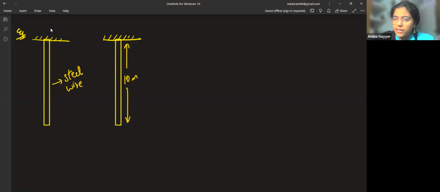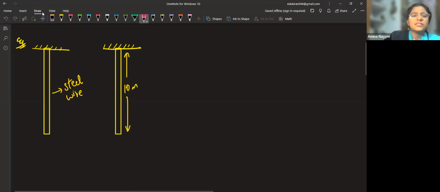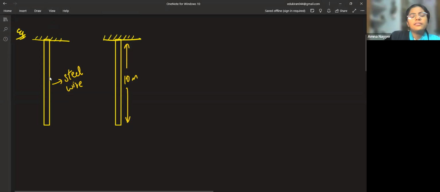Suppose I have a steel wire. This is a steel wire and I have taken its specific length. Let's say I have taken this length as 10 meters. The steel wire, its length is 10 meters. So what is 10 meters? 10 meters is its original length. This is the actual length of this wire.